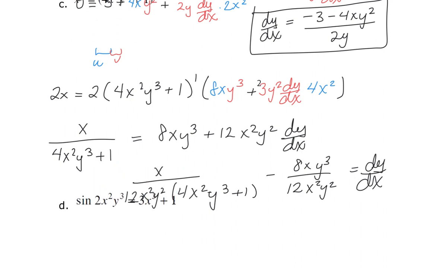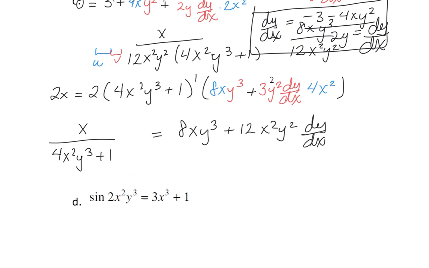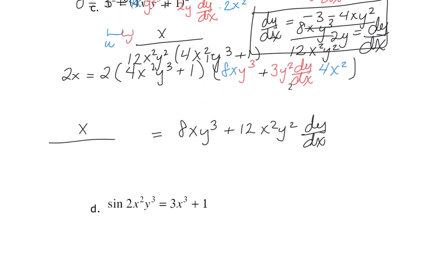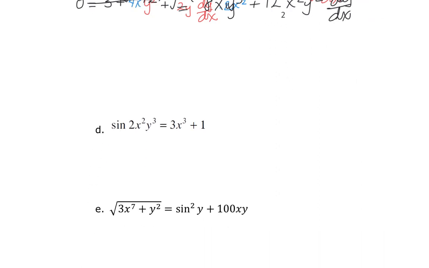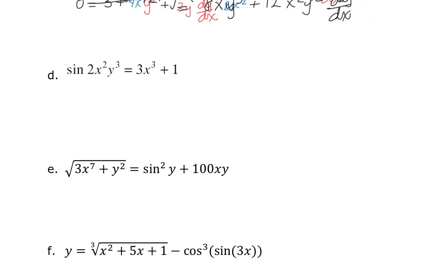All right, let me move all that stuff up and out of the way. Let's take a look at D. With D, I have to pay attention to what my angle is. This is my angle. So I'm going to take the derivative of the left-hand side, and the derivative of sine is cosine. So it'll be the cosine of 2x squared y cubed. Now, I have to do the derivative of my inner function. I'm going to call this u. I'm going to call this v.